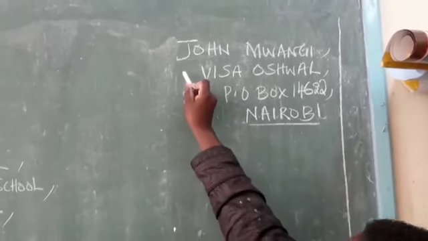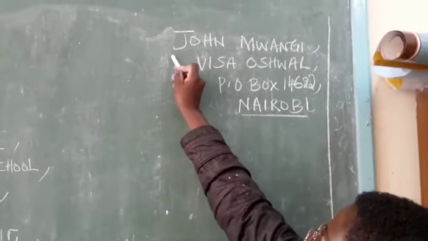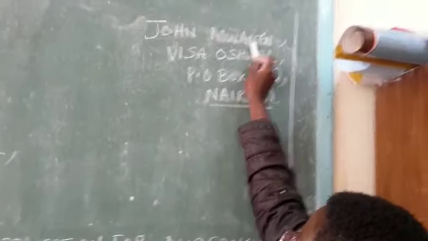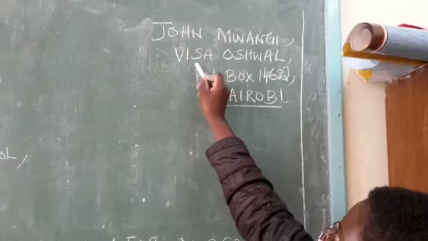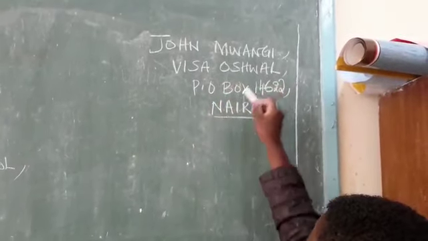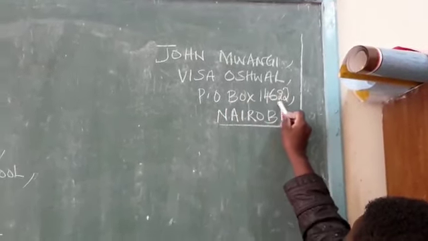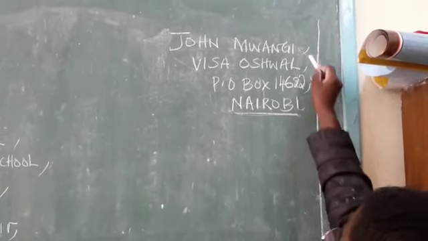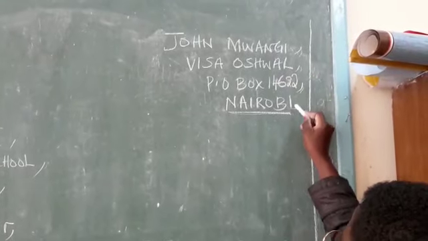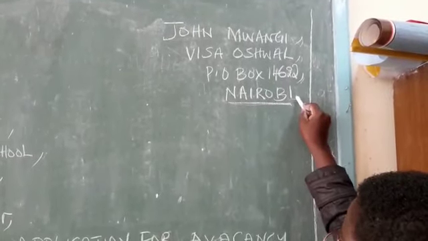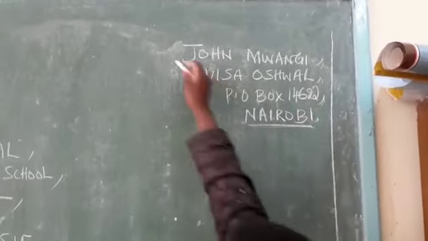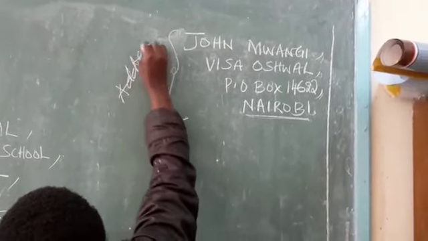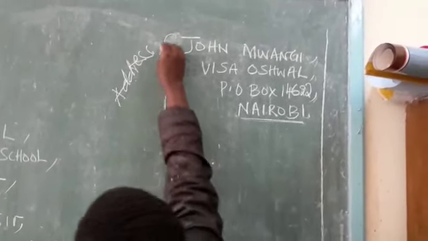Then we are going to use the indented style, like that. So from the name, you now go to the address. That is, maybe this is a pupil in Visa Ocean Primary School, PO Box 14622, Nairobi. So this is now the city. Remember, on the other parts you put the commas and then after the city you put the full stop. So the first thing we look at is the sender's address. That is point number one.